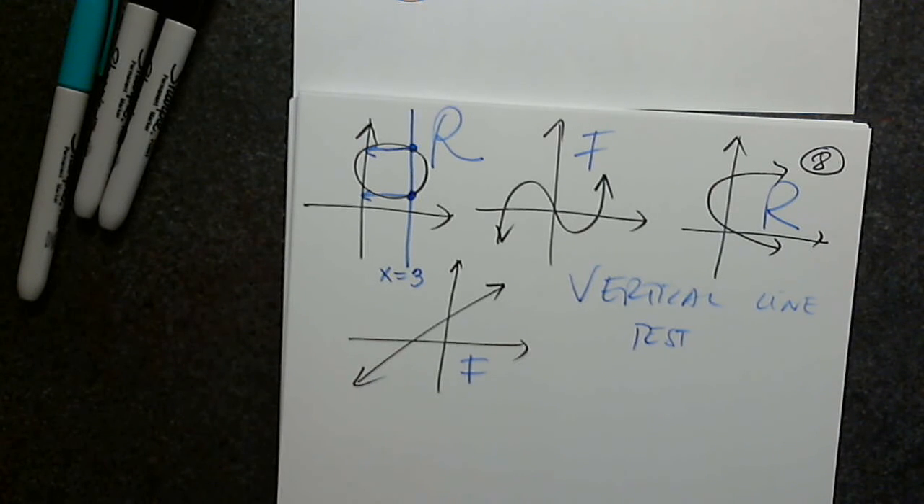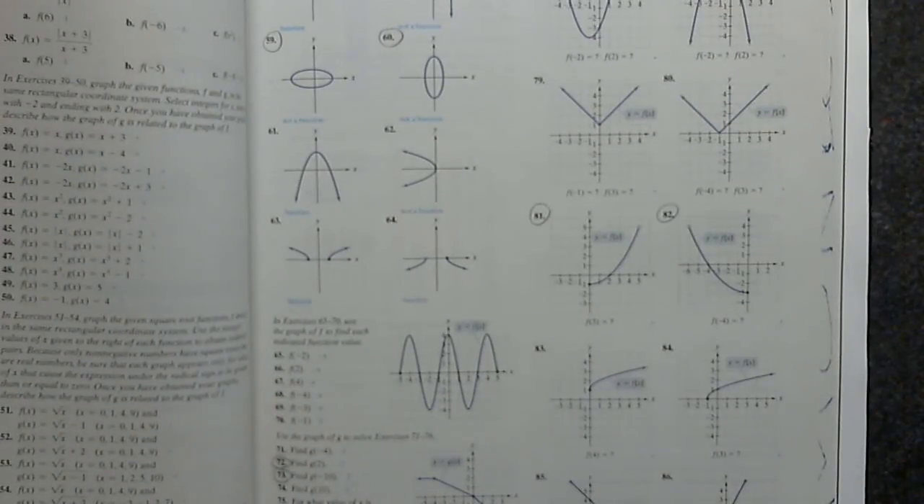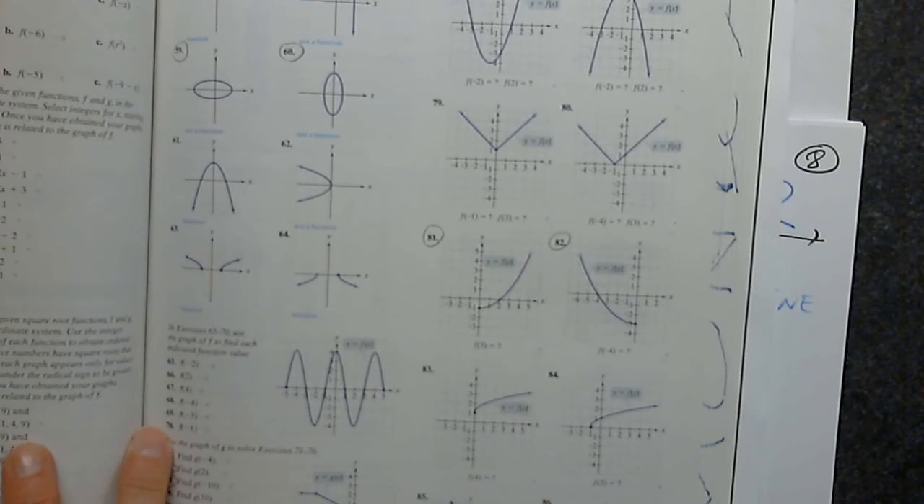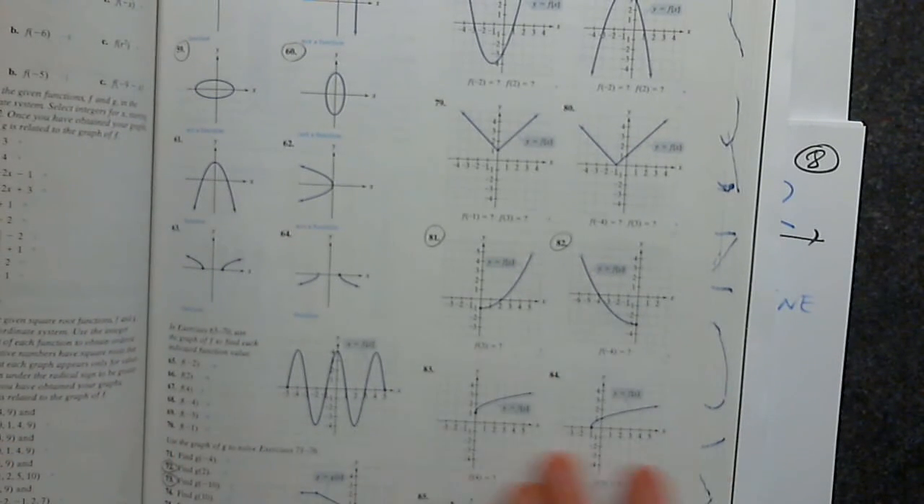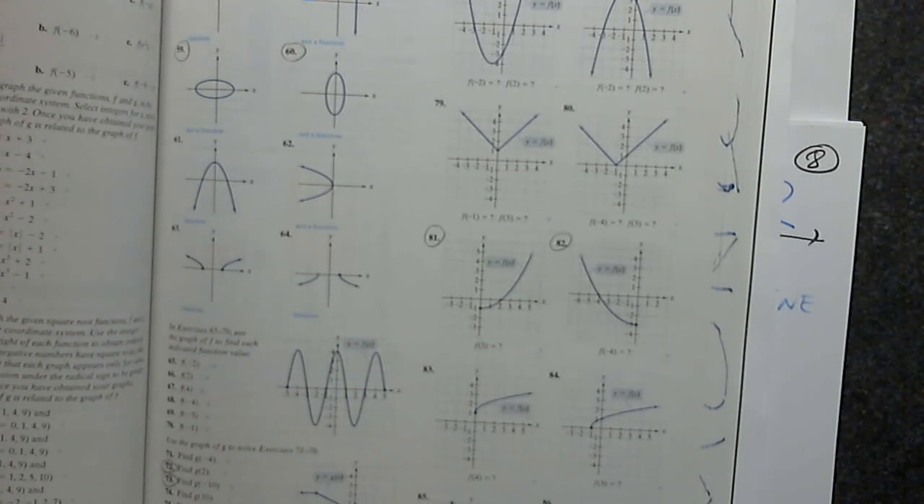Our next step is to identify domain and range from graphs and also answer a few questions. So, of course, you choose. Please choose whatever you want. 81, 82. Okay, perfect. Let's look at 82.